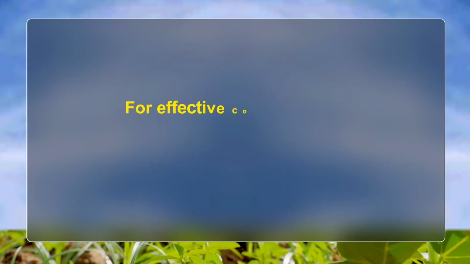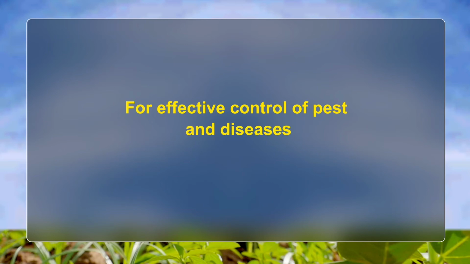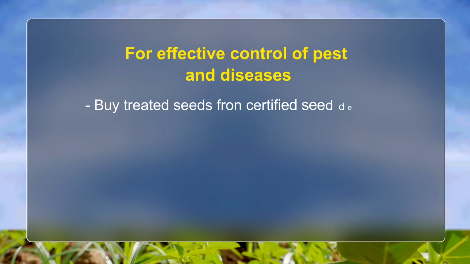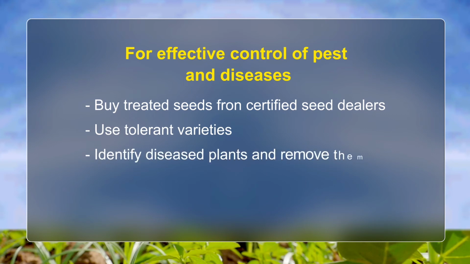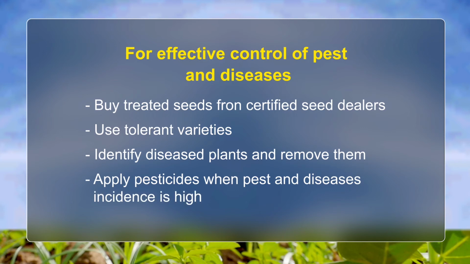For effective control of pests and diseases, buy treated seeds from certified seed dealers. Use tolerant varieties. Identify diseased plants and remove them. Apply pesticides when pest and disease incidence is high.